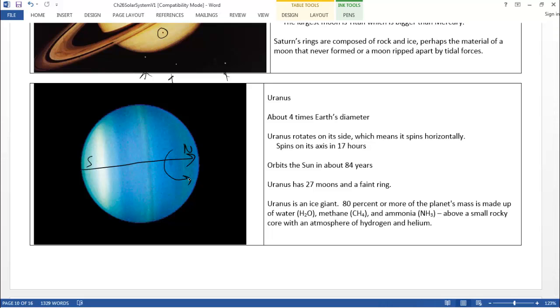Now it's pretty far from the Sun, and it has less hydrogen and helium than Jupiter and Saturn. It's referred to as an ice giant. Most of the planet's mass is made up of water, methane and ammonia. It also has some hydrogen and helium.